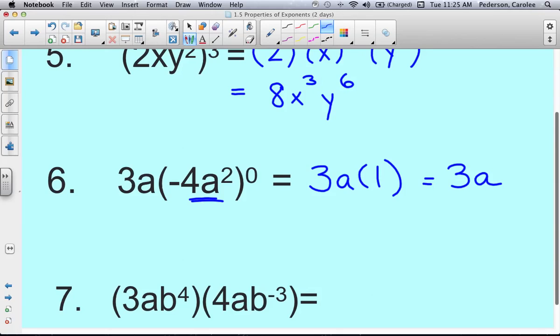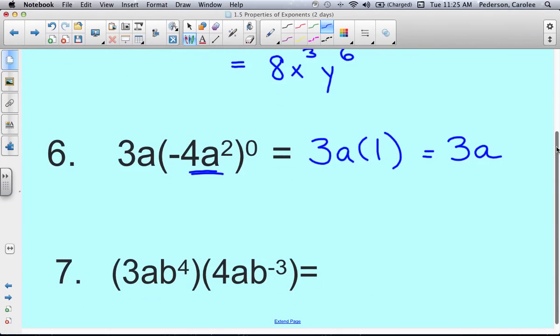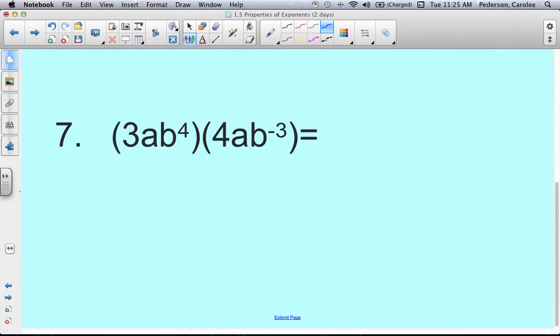All right, number 7. We have 3ab raised to the 4th times 4ab raised to the negative 3. So it's a good idea to combine like pieces. So the 3 and the 4 are coefficients, and then I have an a and an a multiplied together, and then I have a b to the 4th and a b to the negative 3.